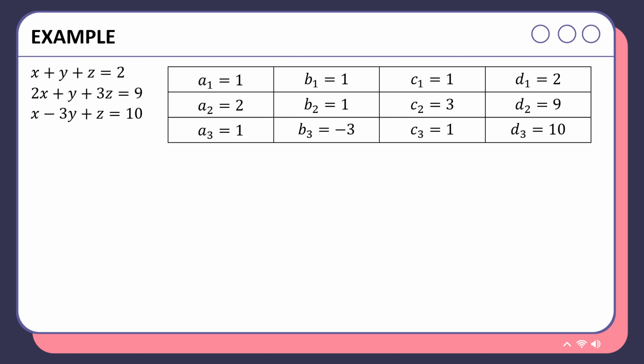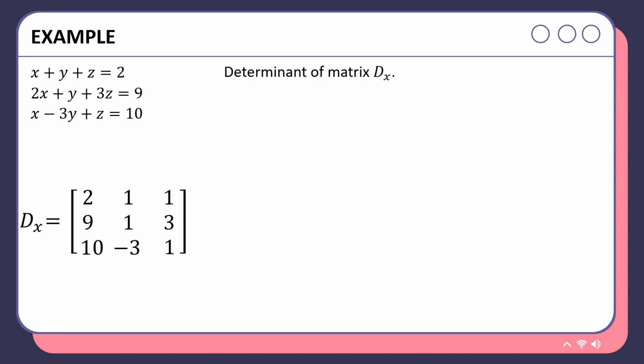This time, we write the matrix of D sub x. The first column compared to our matrix D will now be replaced by our constant terms. So we have 2, 9, and 10 for our first column. Second column, we have 1, 1, and -3. And for the last column, we have 1, 3, and 1. We now solve the determinant of matrix D sub x.